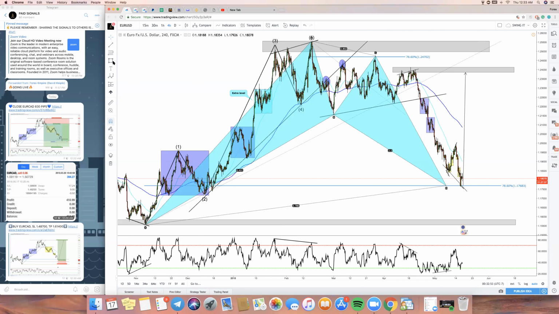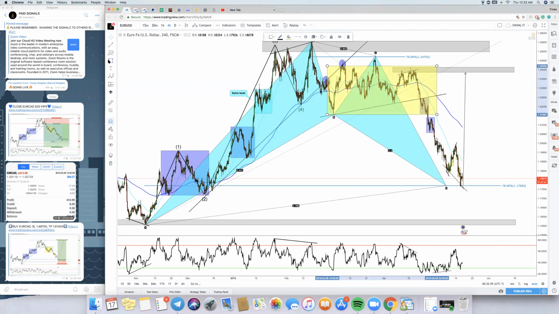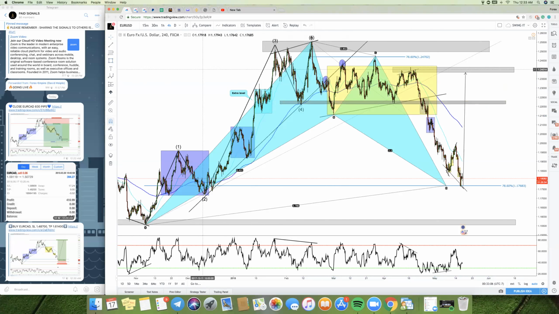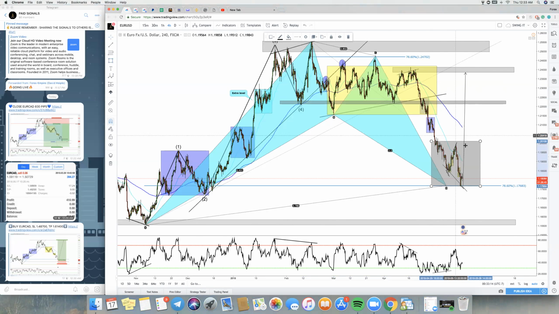So let me mark it up. There's a level 1 consolidation. That was a support right about there. Okay, the price kind of basically took off on the downside, and then the price consolidated right about this level. So this consolidation is considered as a level 2 consolidation.